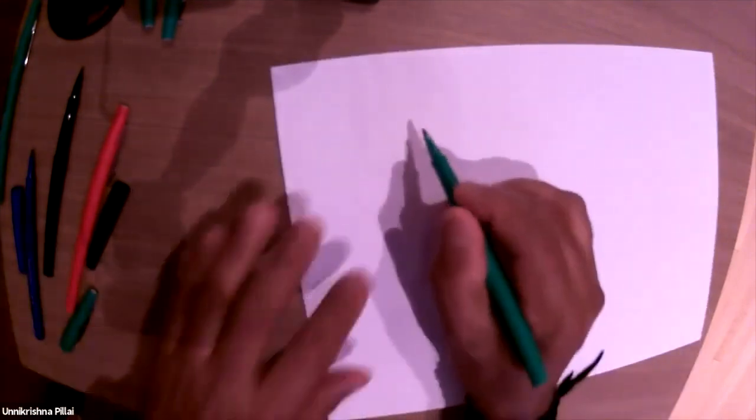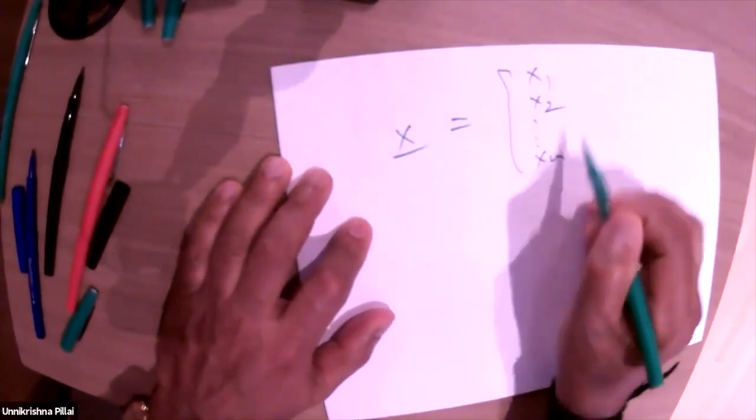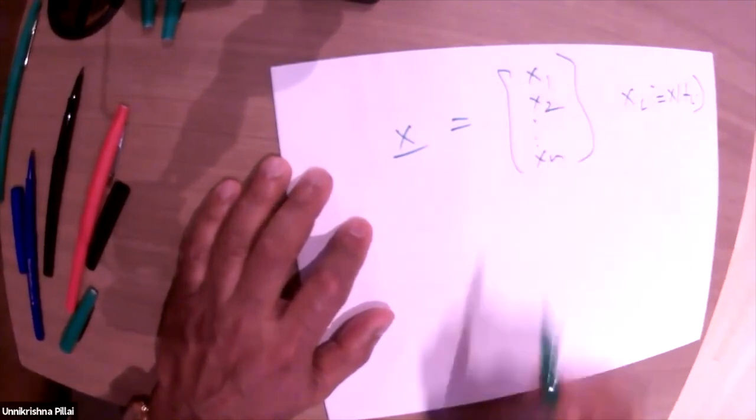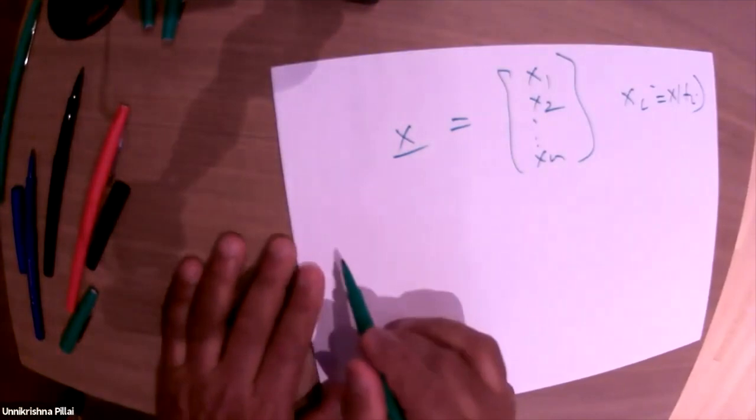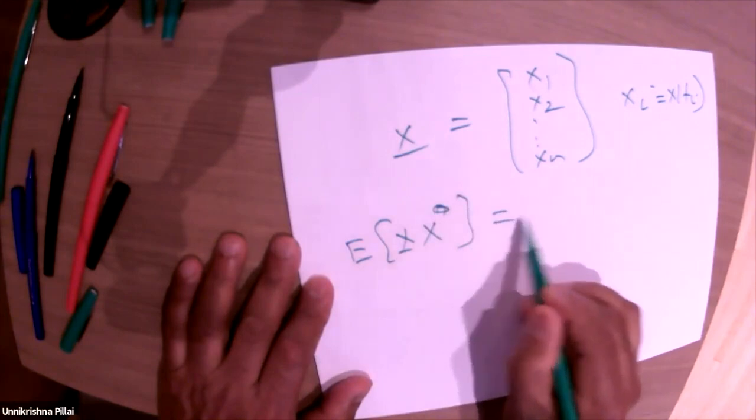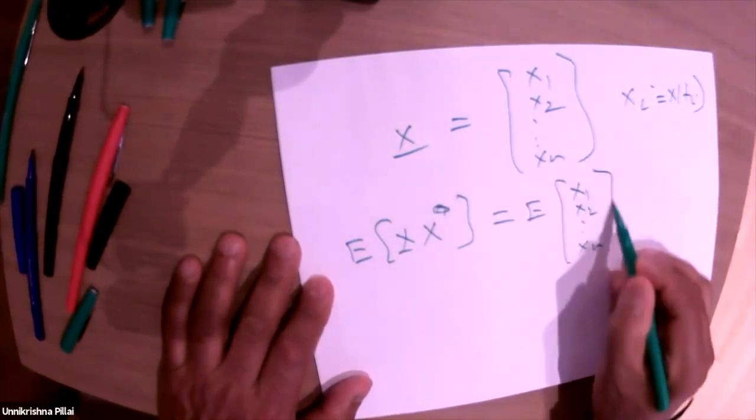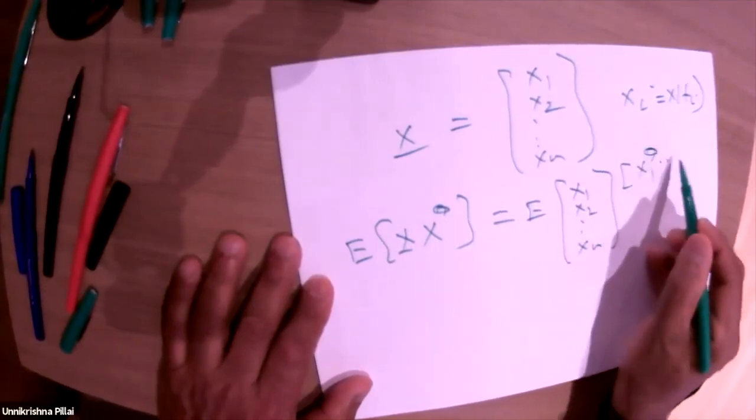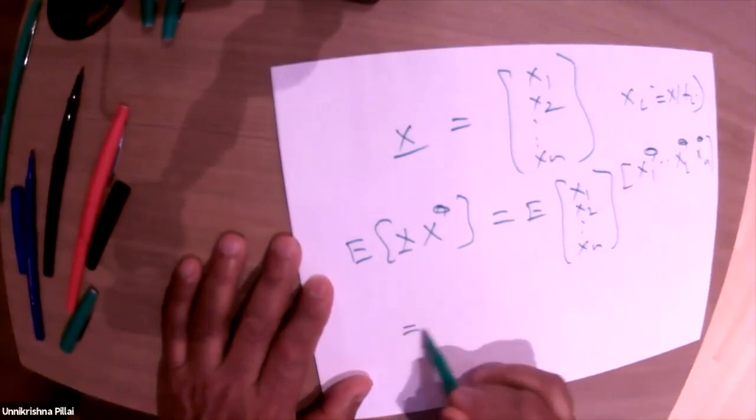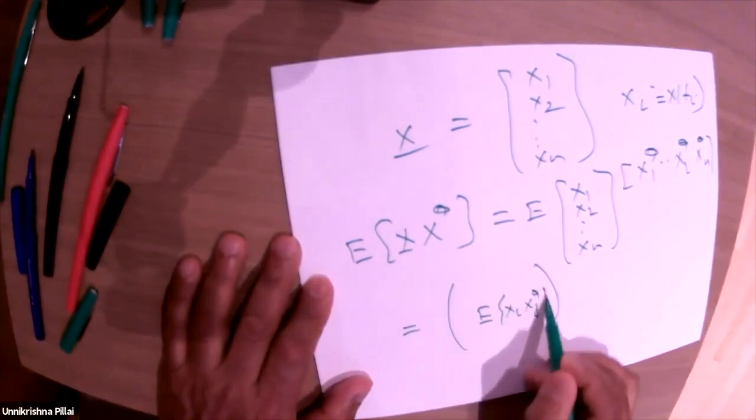So what am I trying to say? Let me take the autocorrelations of x1, x2, etc., xn. Xi is x of ti. So I arrange the random variables into a vector. I am going to do the expected value of xx transpose. That means expected value of this vector x1, x2, etc., xn, multiplied by its transpose, x1, etc., xn transpose. So when I do the expected value, it will be expected value of xi, xj transpose.